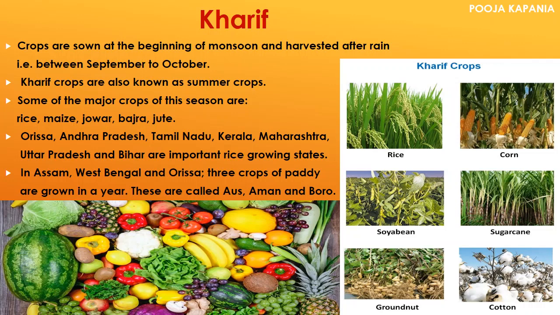Some of the most important rice growing regions are Assam, West Bengal, coastal regions of Odisha, Andhra Pradesh, Telangana, Tamil Nadu, Kerala, and Maharashtra, particularly the Konkan coast along the Uttar Pradesh and Bihar. Recently, paddy has also become an important crop of Punjab and Haryana. In states like Assam, West Bengal, and Odisha, three crops of paddy are grown in a year. These are Aus, Aman, and Boro.